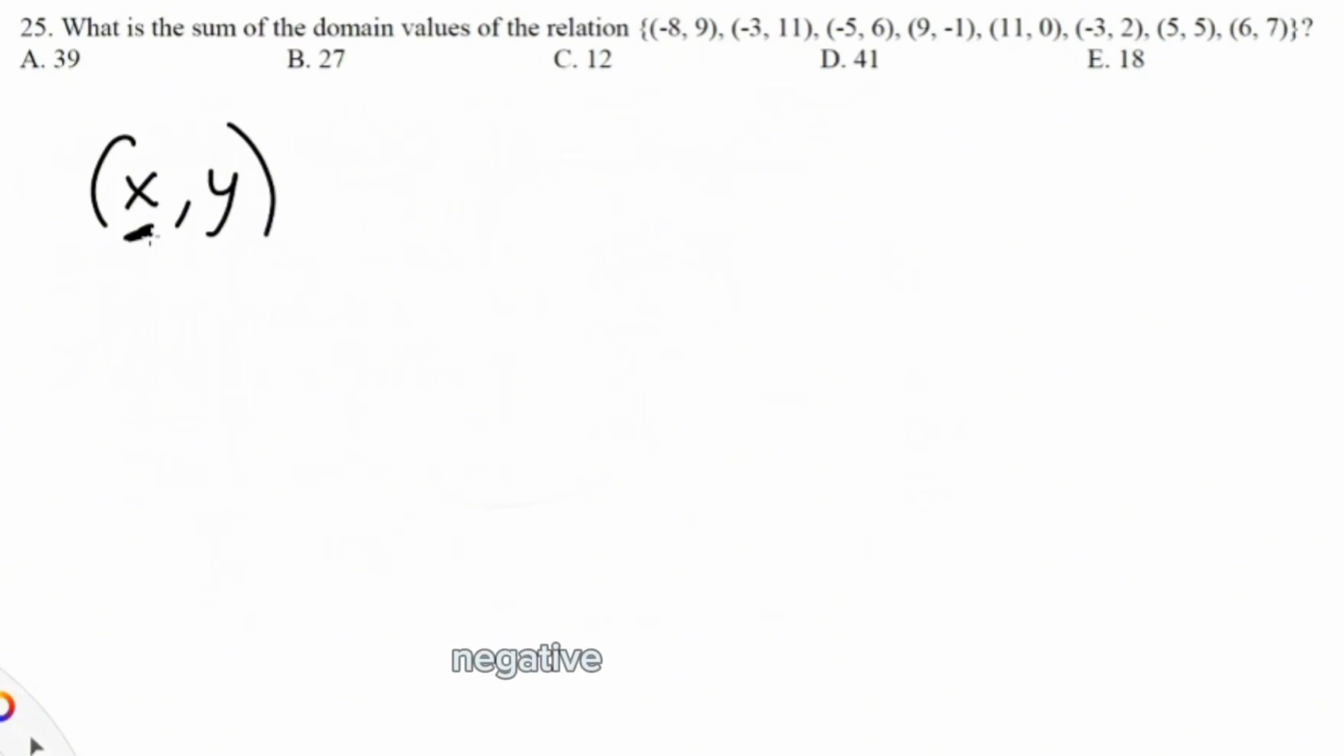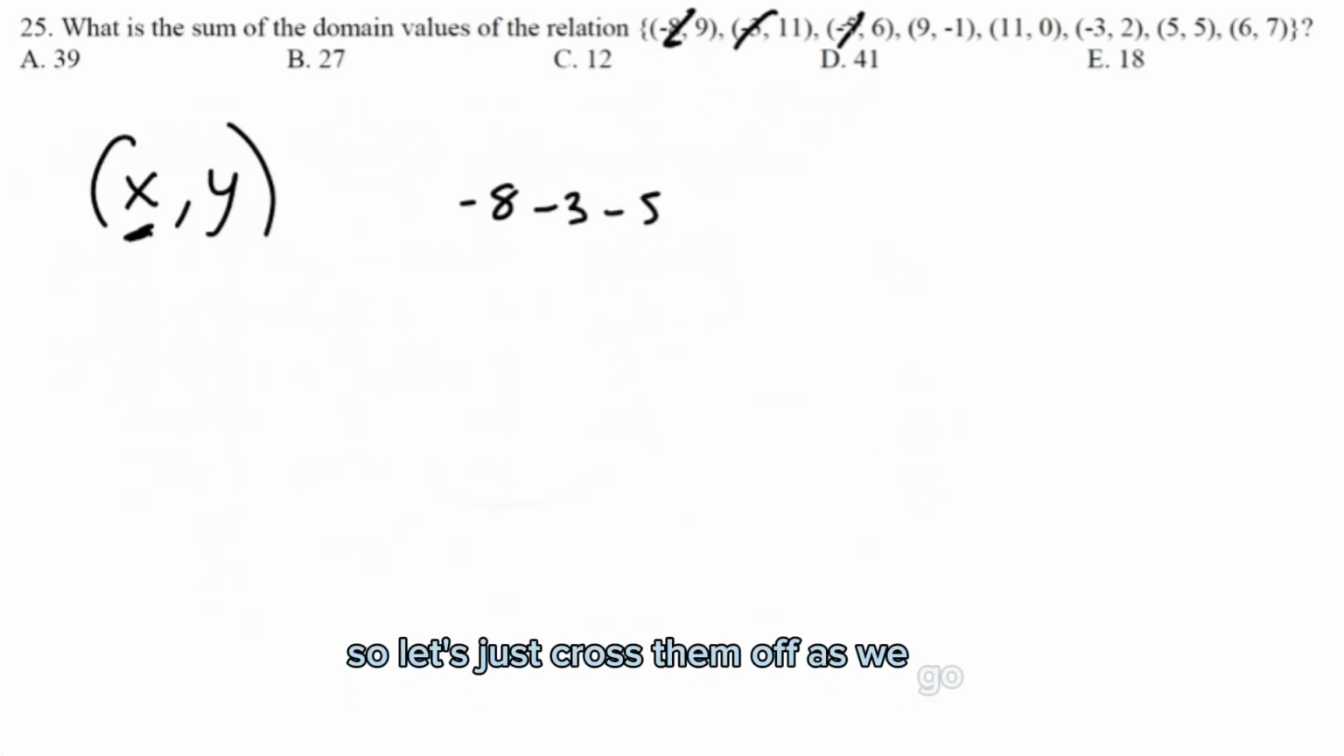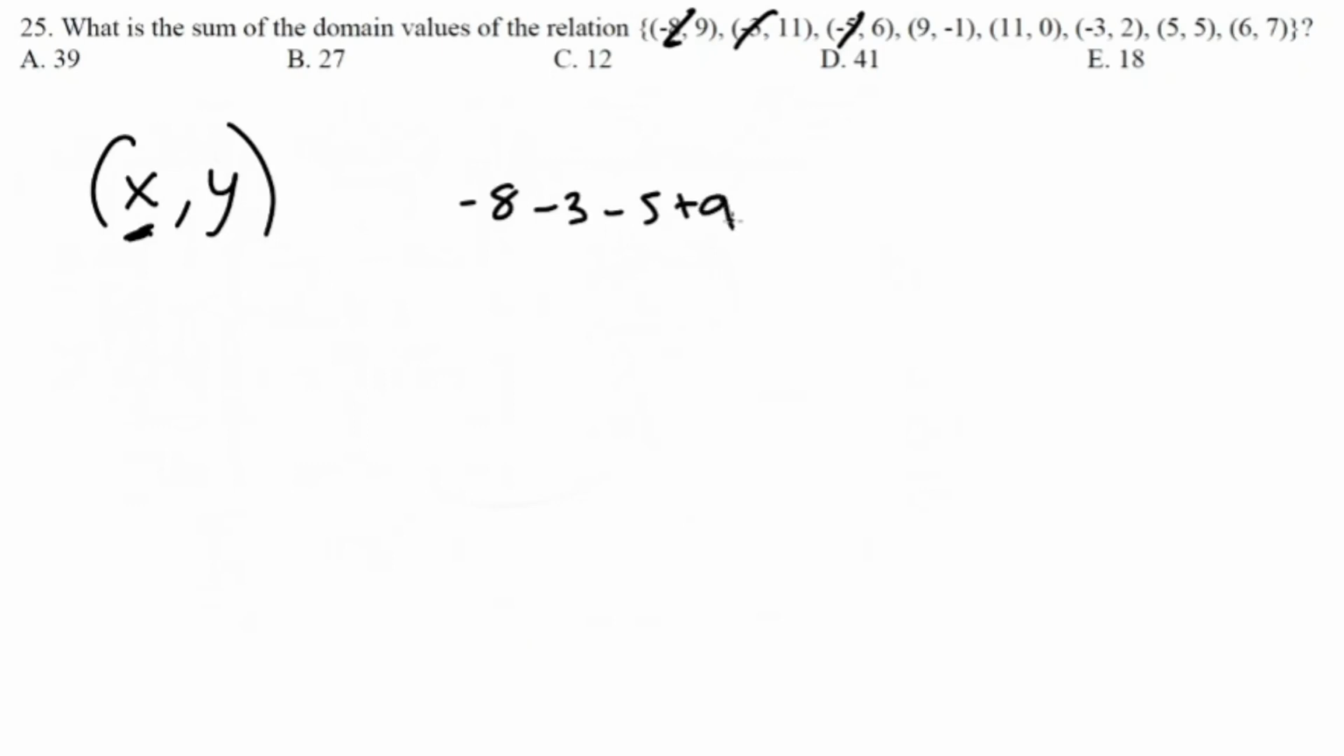So let's do that. -8 is our first one. Then -3, -5, so let's just cross them off as we go. 9, 11, -3, 5, and 6.